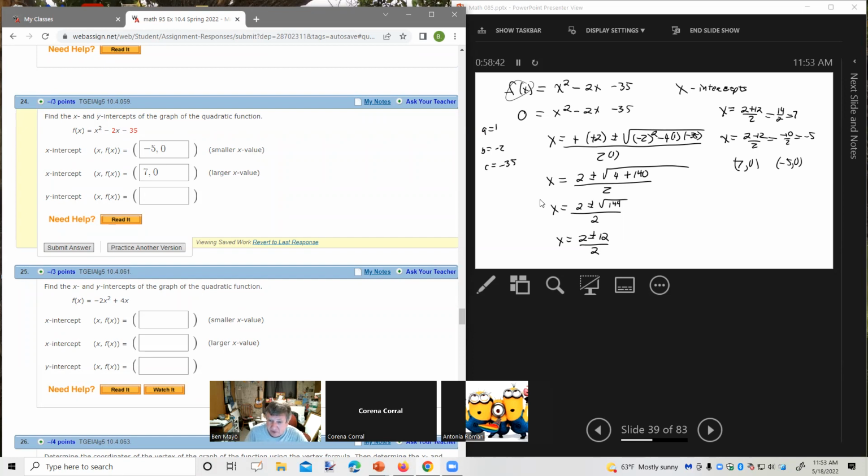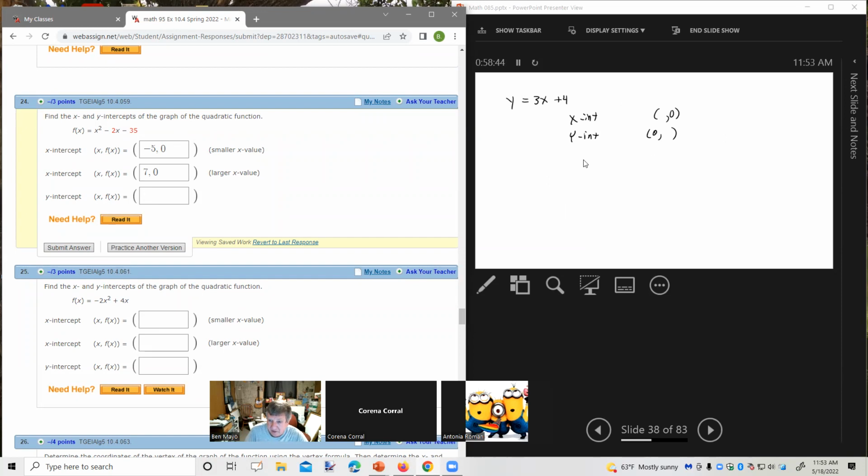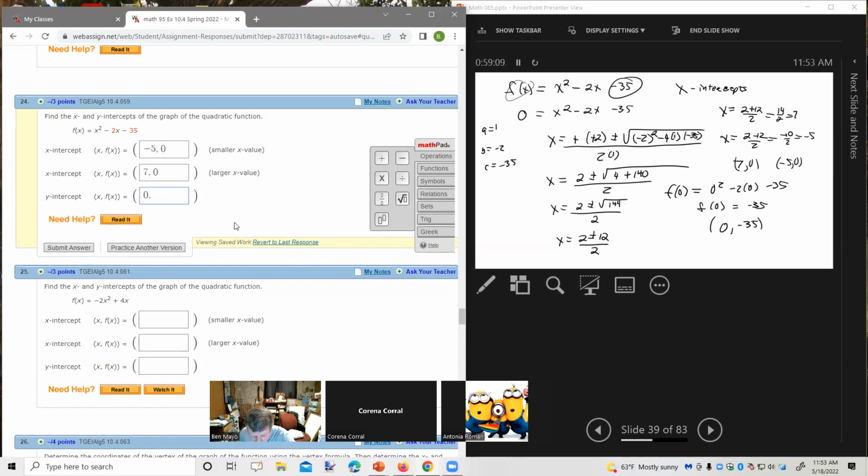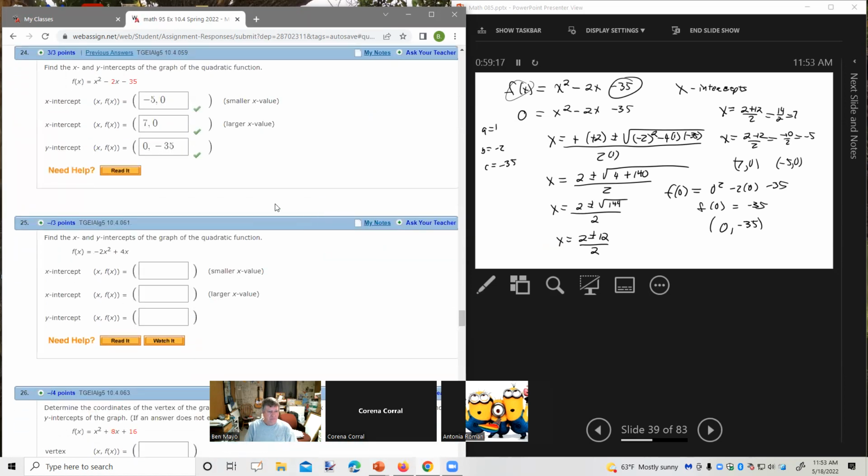How do you find a y-intercept? Set x equal to 0. So if x is 0, f of 0 is 0 squared minus 2 times 0 minus 35. So it's just going to be the constant. So the y-intercept is (0, -35). All right, you good with that?